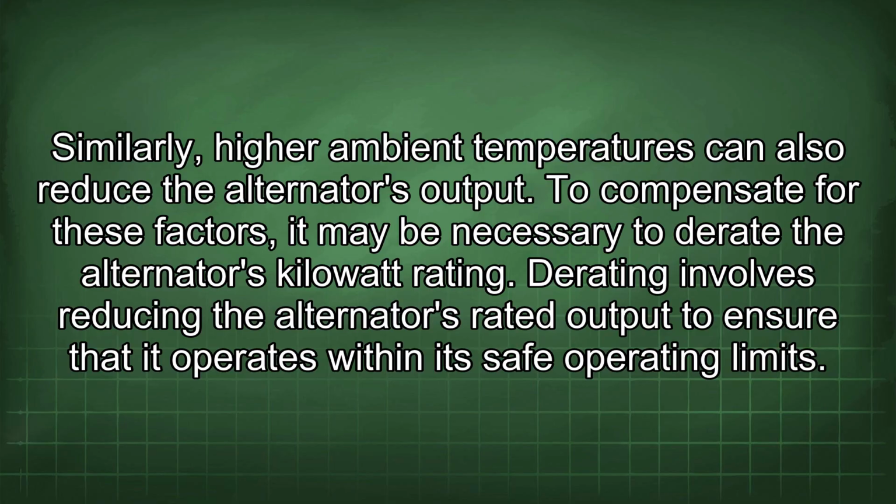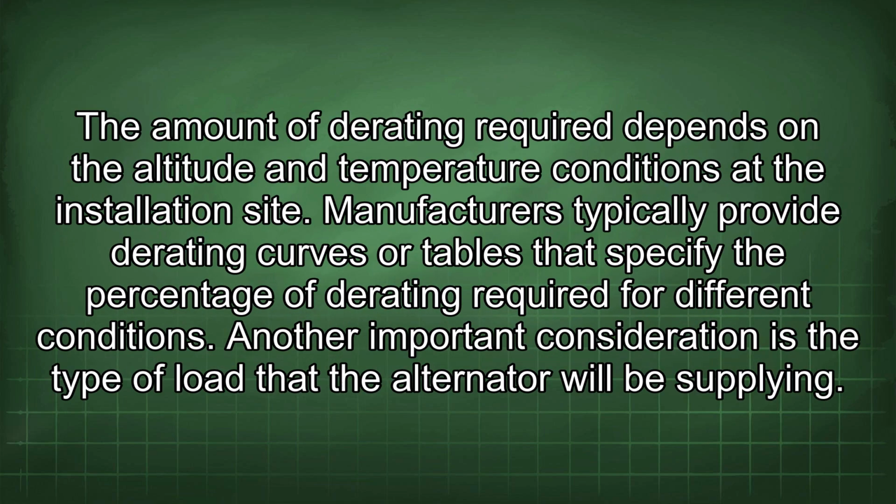Derating involves reducing the alternator's rated output to ensure that it operates within its safe operating limits. The amount of derating required depends on the altitude and temperature conditions at the installation site. Manufacturers typically provide derating curves or tables that specify the percentage of derating required for different conditions.